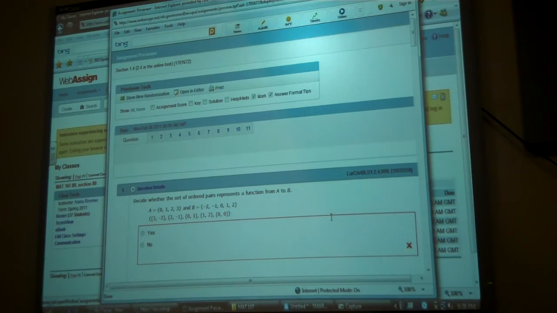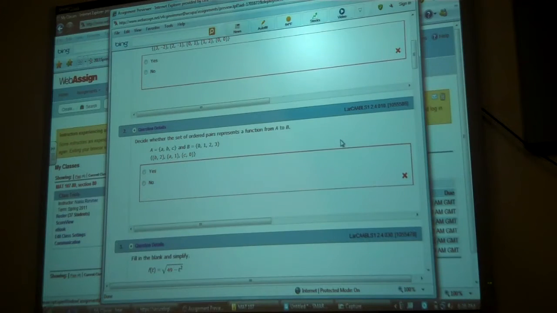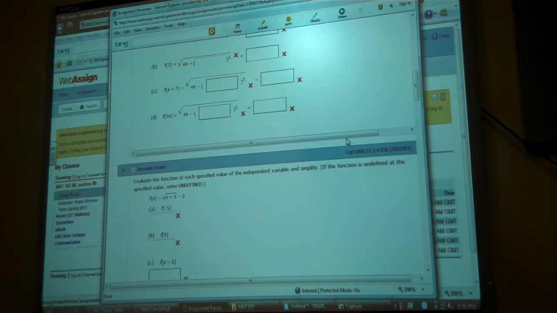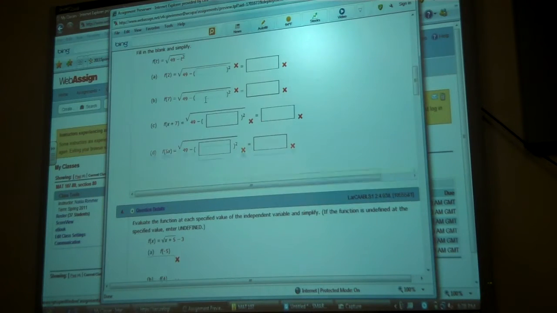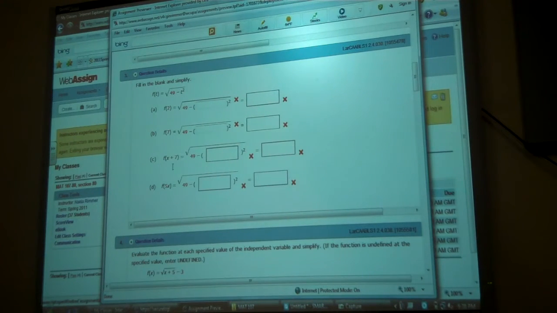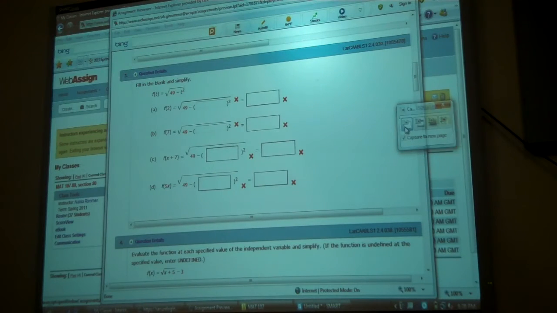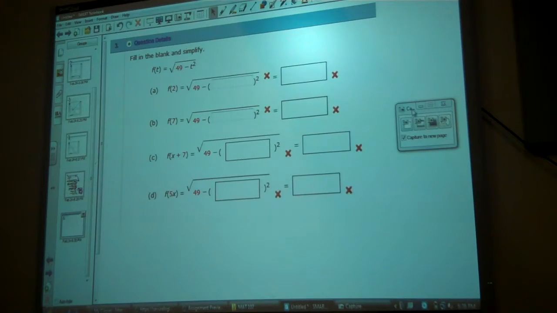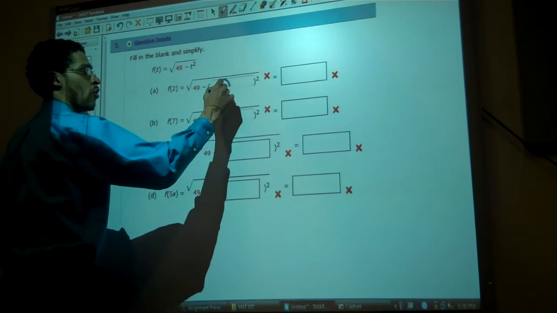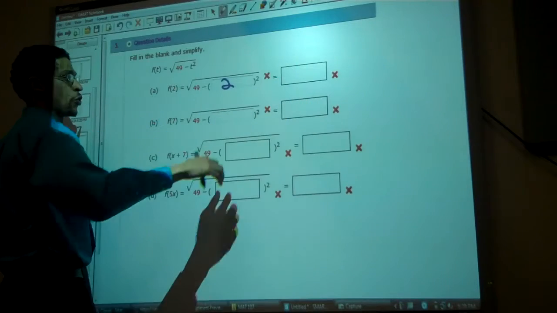Okay, so 1.4 is the function section. Is it a function, yes or no? After that, it turns into evaluate the function. There are multiple parts to the question. We're going to take a look at parts C and D for this. They want us to plug a 2 in. The first part is to put the actual number in that spot, and then they want the solution there.